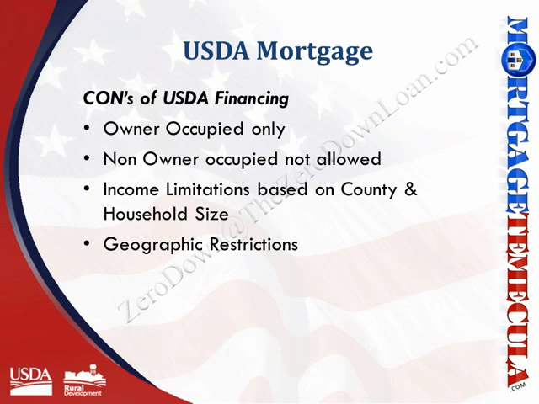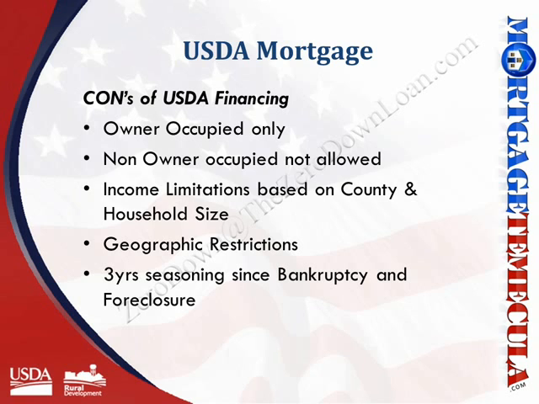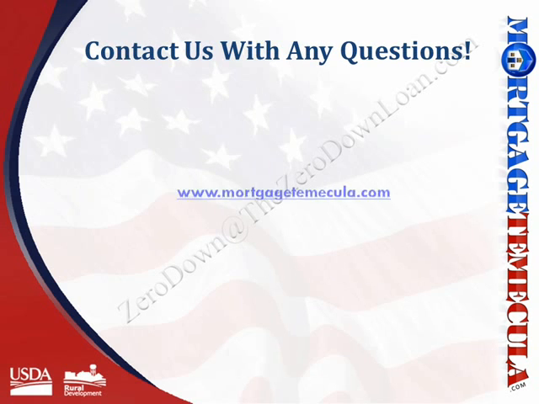Now, unlike conventional loans, in community property states, the spouse's debts need to be counted against the borrower, just like FHA and VA loans. Bankruptcies need to be 3 years old, whereas FHA and VA allow a 2 year cooling off period from a bankruptcy.